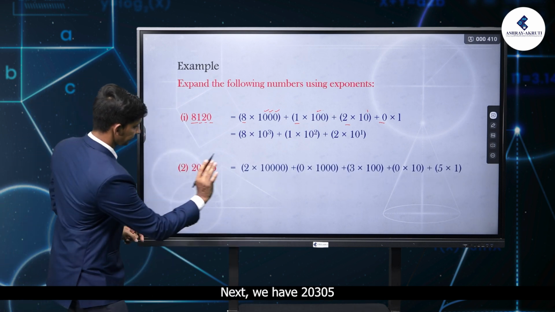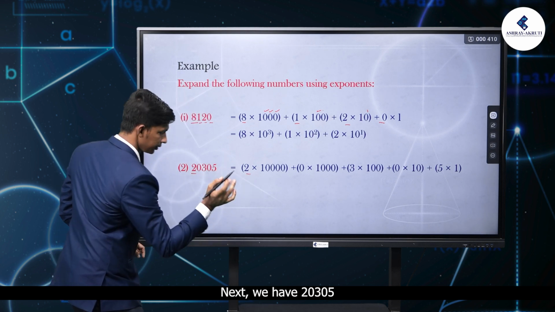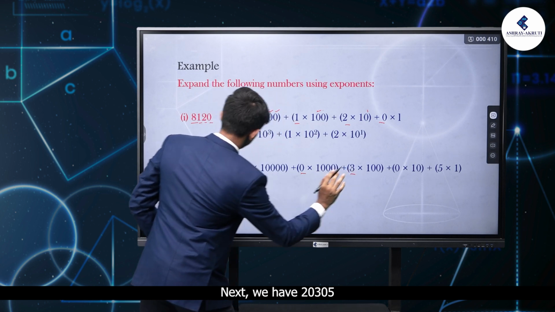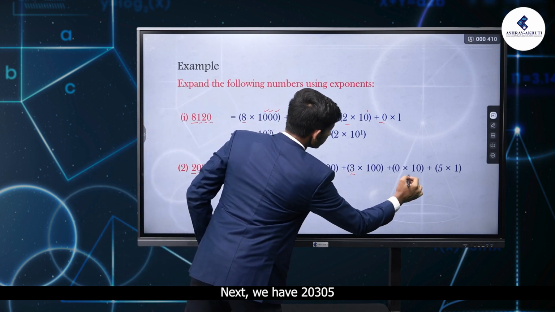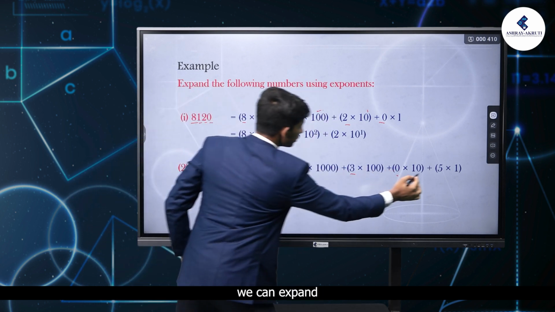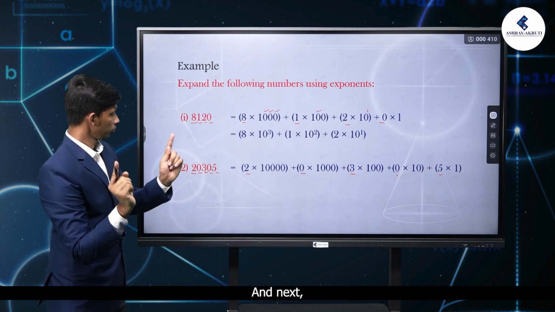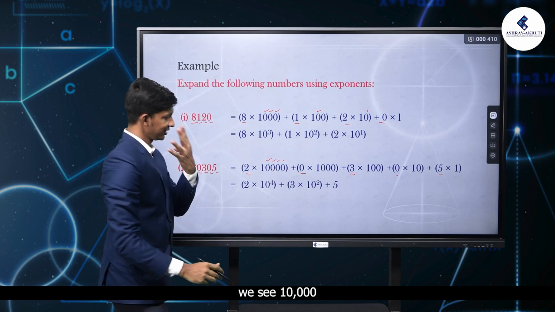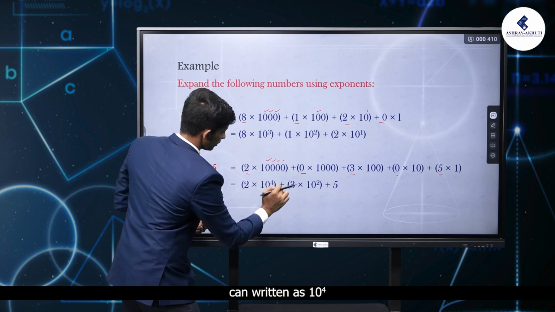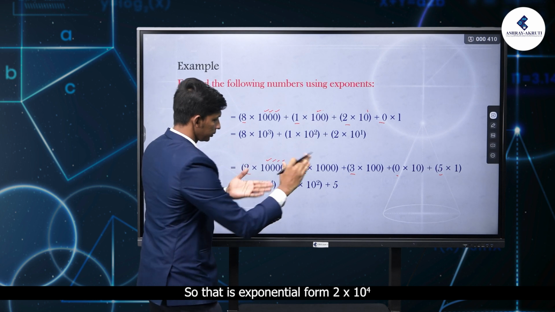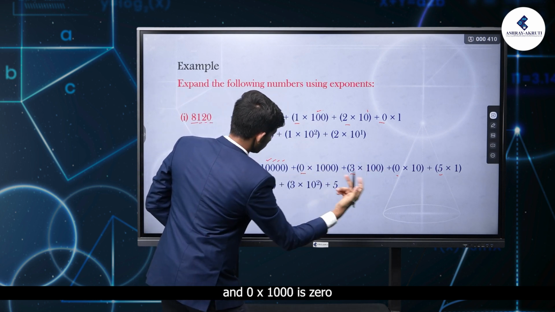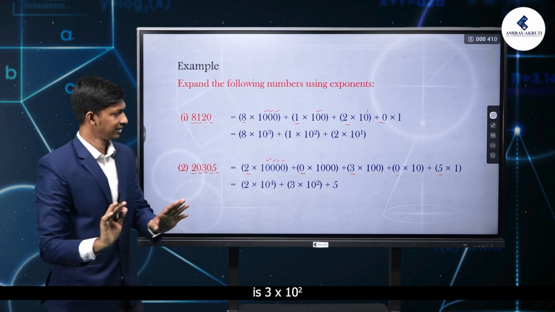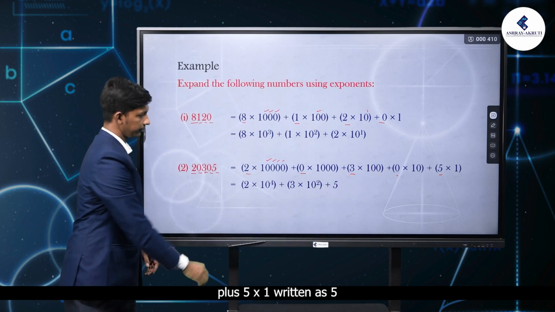Next, we have 20305. We expand this, and next we see 10,000 can be written as 10 to the power of 4. So that in exponential form is 2 into 10 to the power of 4, and 0 into 1000 is 0, plus 3 into 100 written in the exponential form is 3 into 10 to the power of 2, plus 5 into 1 written as 5.